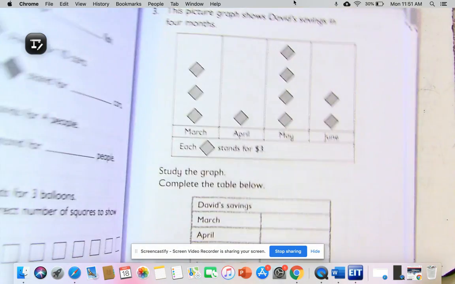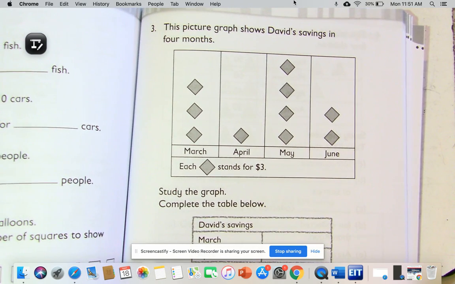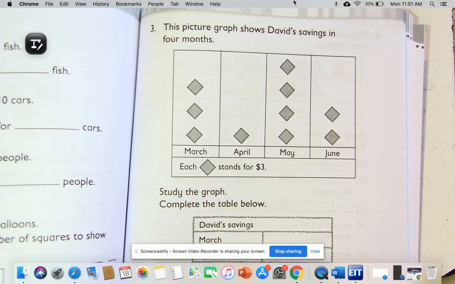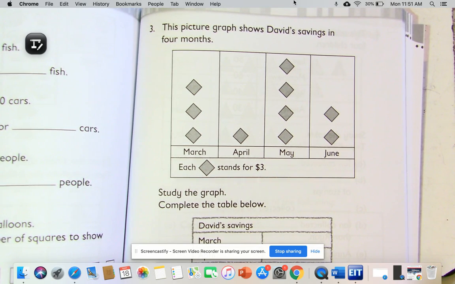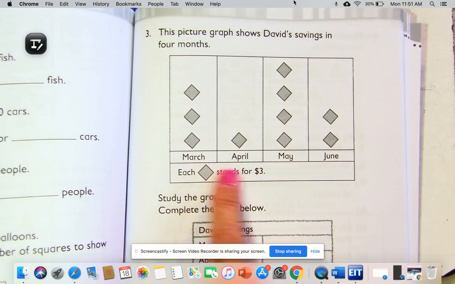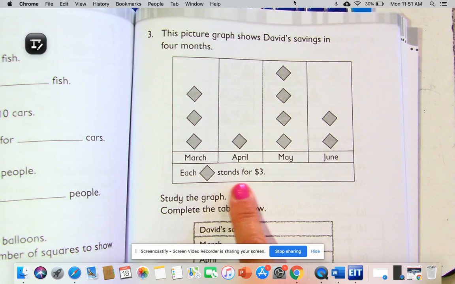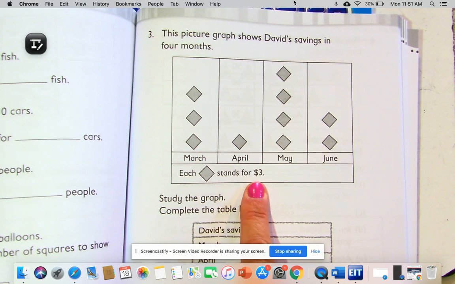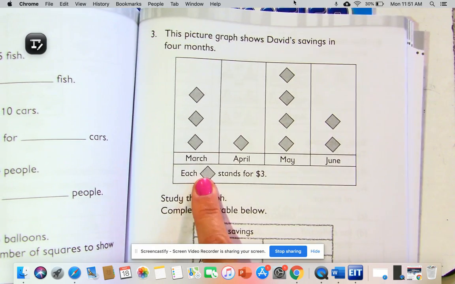Moving on. Let's see, the picture graph shows David's savings. Ooh, it's David again. So much of David. Hi, David. David's savings in 4 months. So it looks like David has saved up some money in March and April and May and June. And each diamond stands for $3. So what we're supposed to do is study the graph. So kind of take a look at it.